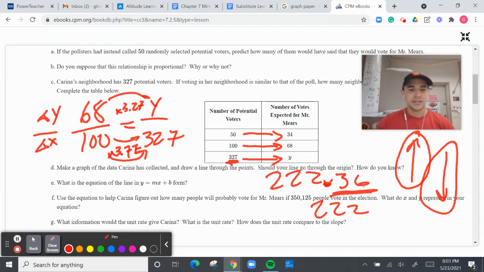Make a graph of the data they have collected. Draw a line through the point. Should your line go through the origin? How do you know? All right, so let's go ahead and do that.